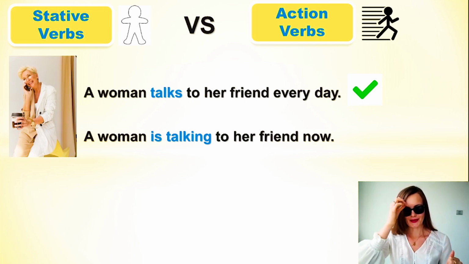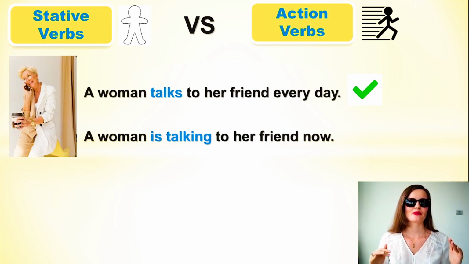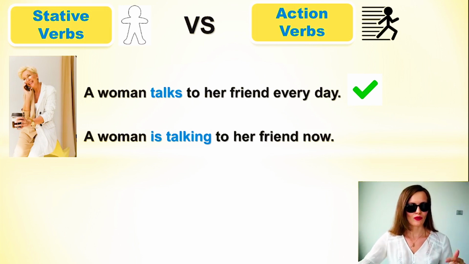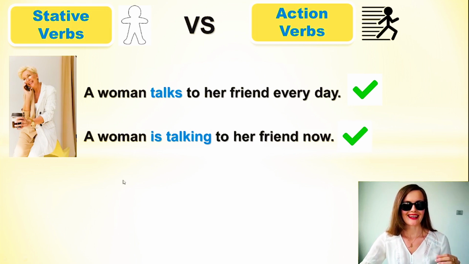Okay, so we used here present continuous to show that an action is happening now, at the moment of speaking. A woman is talking to her friend now. What do you think? Is it a correct structure? Yes, you can see her talking. And what type of verb did we use here? Yes, you're right. It's an action verb. We used the action verb to talk in present continuous.